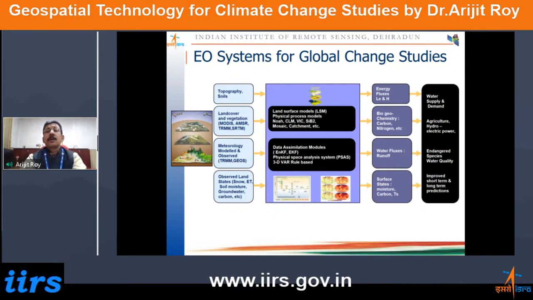And all these databases basically provide information on the various processes like the energy flux, the biogeochemistry, which is the biogeochemical cycles like carbon, nitrogen, etc. The water fluxes like runoff, the hydrological regimes, etc. And the surface states like moisture, total carbon, etc. Which help us to identify or predict the water supply and demand, the potential of agriculture and hydroelectric power generation, the state of our endangered species, water quality, and various improved short-term and long-term predictions.